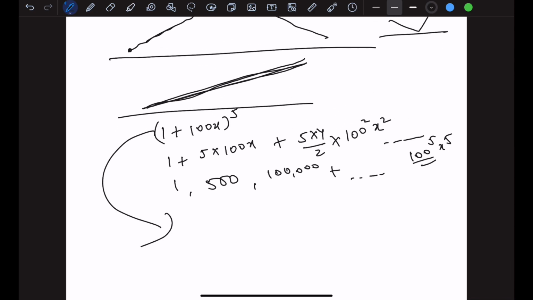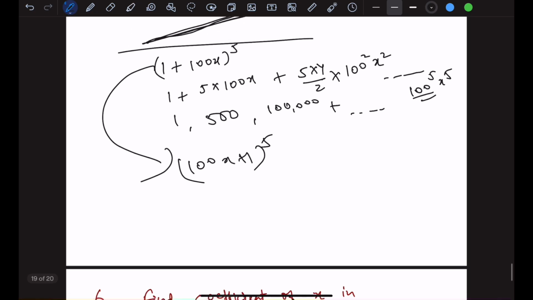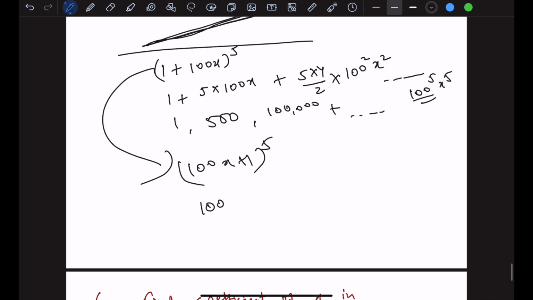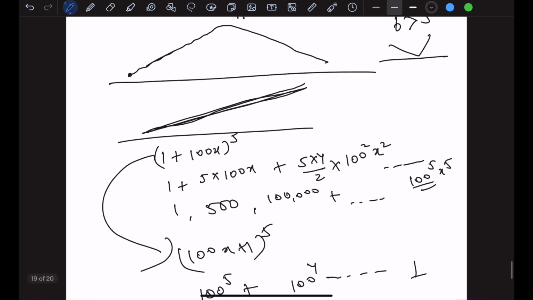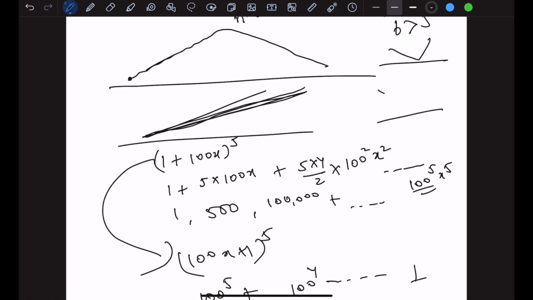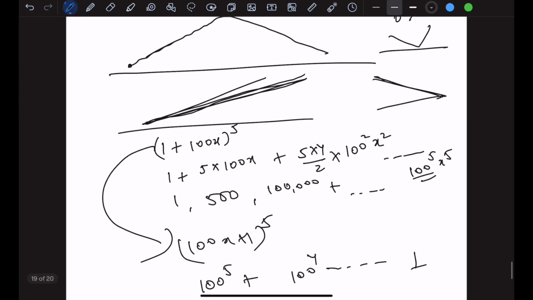But if we write this as 100x plus 1 to the power 5, we will get the reverse order, where the first term will be very big, 100 to the power 5 something. The second term's coefficient will be in the range of 100 to the power 4, and so on all the way down to 1. So it's either increasing or decreasing, but we can always rearrange in such a way that the coefficient always increases.